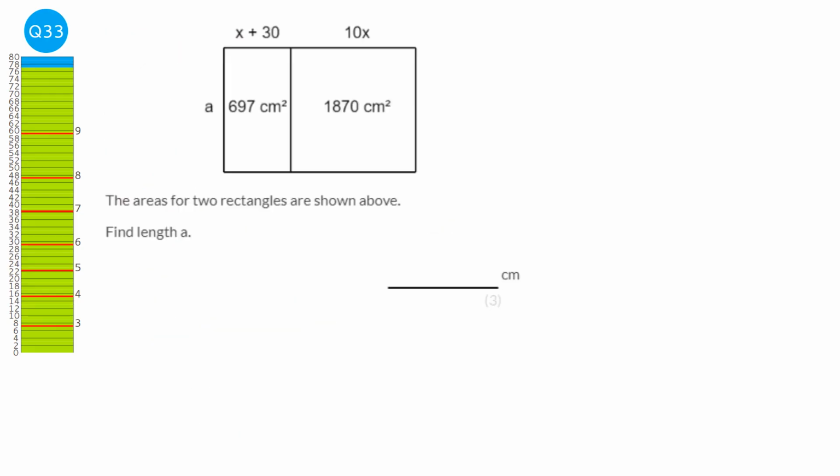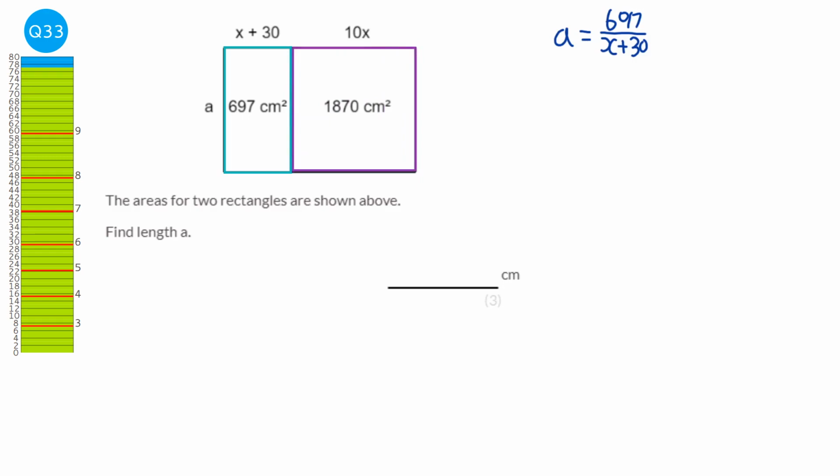I'm going to first of all just focus on this rectangle here. And we know that to find the area of a rectangle you multiply the two lengths. And when you've multiplied them for this rectangle we get 697. But let's write down what A is equal to. And A will be equal to the area, which is 697, divided by the length at the top, which is x plus 30.